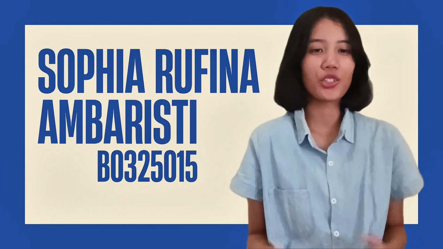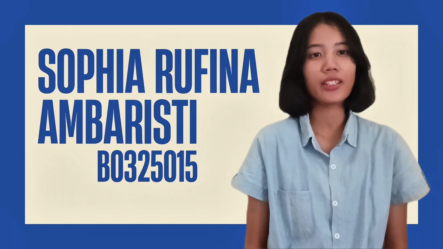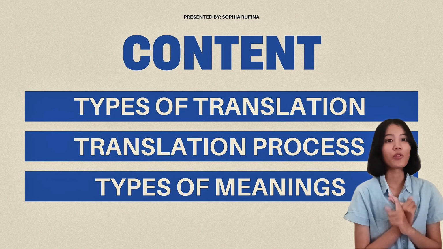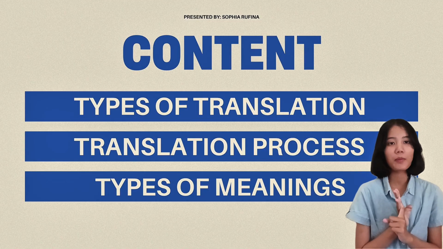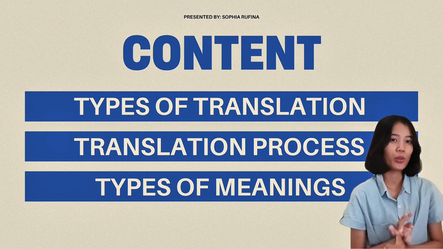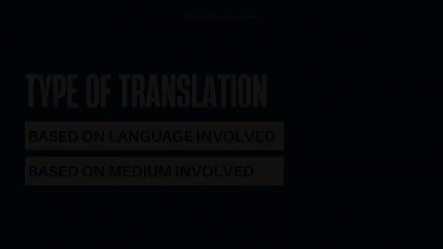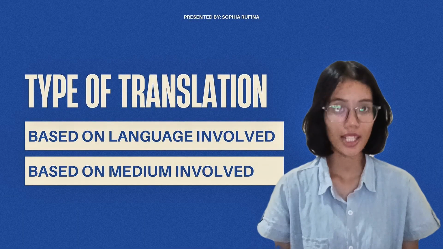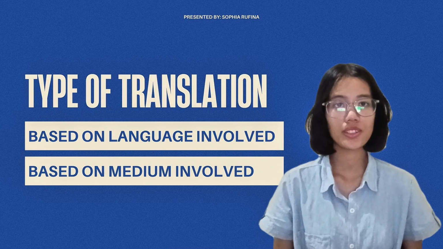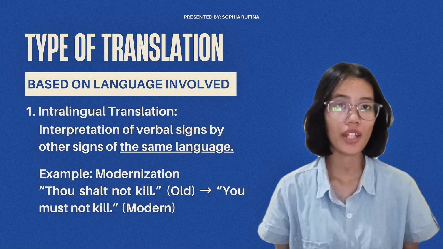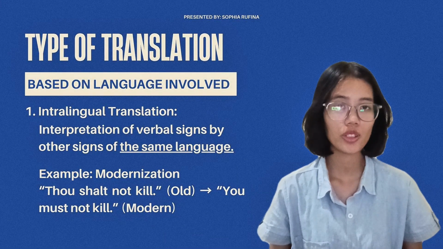Today I'm going to explain about the types of translation, process, and types of meaning. So let's get started. Let's look at the types of translation. We can categorize them into two groups. The first group is based on the language info.